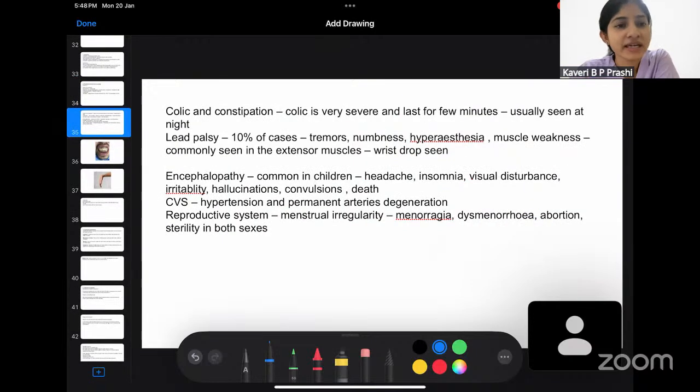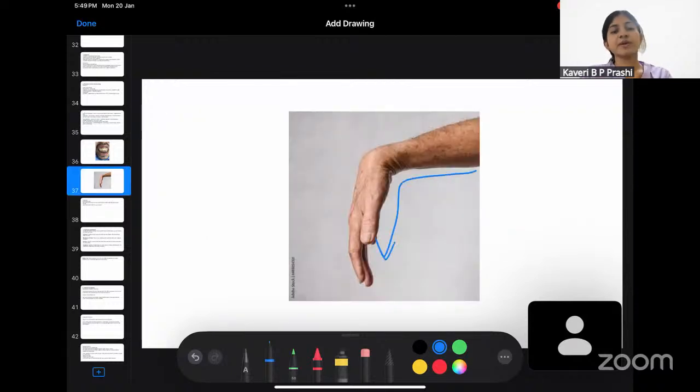What are the other signs? There is colic or constipation. Colic is very severe, and colic is nothing but severe pain, churning-like pain, usually seen at night. And in some cases, there could be lead palsy. Lead palsy is seen in 10% of the people, where there are tremors, numbness, hyperesthesia, and muscle weakness. And there is going to be a wrist drop. If you look at the wrist, there is going to be drop. Wrist is going to look like this. This is a classical wrist drop that is seen in cases of lead poisoning.